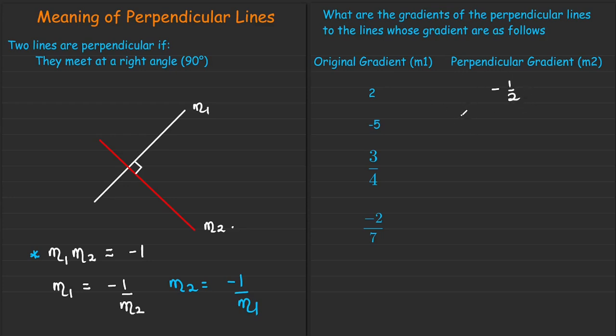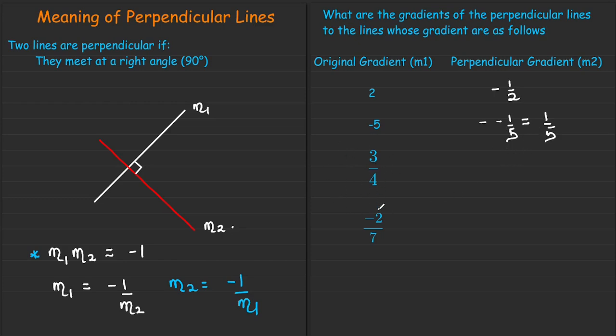Next, we have -5. So the gradient of the perpendicular line to the line whose gradient is -5 is then going to be the negative reciprocal. So the negative, then the reciprocal of -5 is what? A -1 over 5. Now we have these two negatives here, which then gives us what? A 1 over 5. That is a positive one, of course.